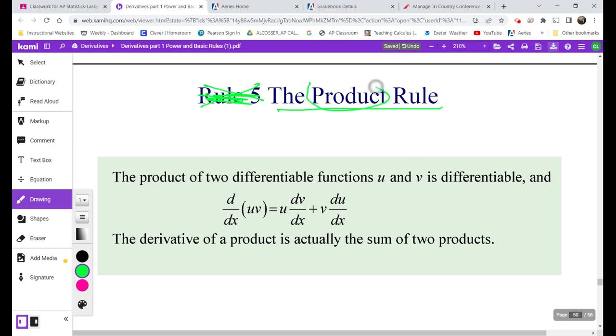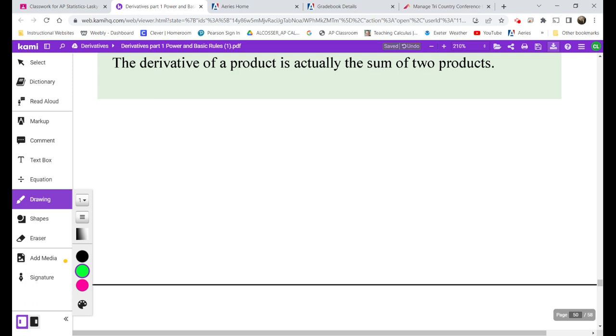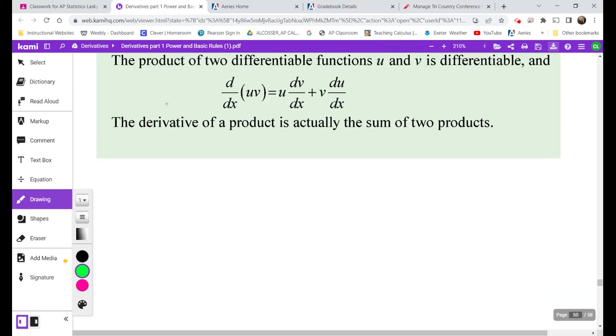The product rule means multiplication. So we're talking about multiplying. When we multiply things together, we have a rule that'll make it a little bit easier. Here's our idea. I'm going to write this a little differently. This is saying the derivative of function u times v is the same as u times the derivative of v with respect to x plus v times the derivative of u with respect to x.